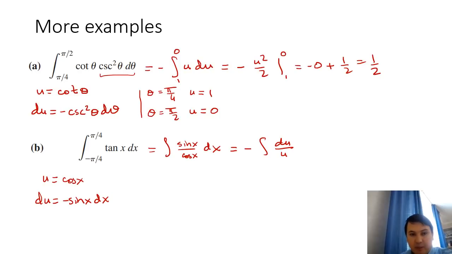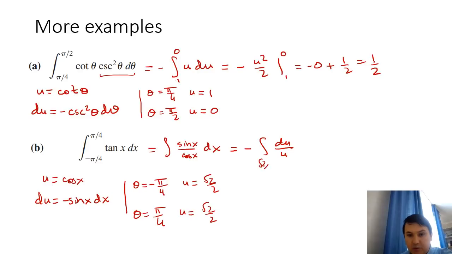Okay, we can follow a similar method as before. Let's see what happens for theta. If theta is minus pi over 4, then u, which is cosine of minus pi over 4, is the same as cosine pi over 4. So this is square root of 2 over 2. And when theta is pi over 4, u is again square root of 2 over 2. So my limits for the integration in terms of u are square root of 2 over 2 and square root of 2 over 2.